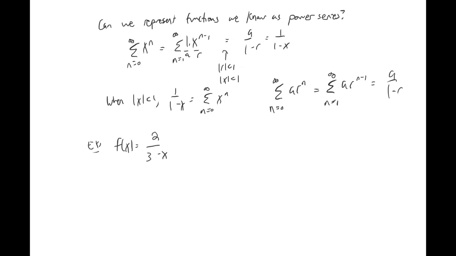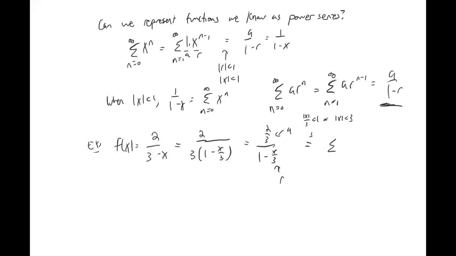Well, it's pretty close to this. I have a number over something minus something, except I need the first part to be 1. So let's make it a 1. Now, I can't have 3 times something, so let's move that to the top. And now we're golden. This is your A, this is your R. Again, this is only true when absolute value of R is less than 1. So since R is x over 3, when absolute value of x over 3 is less than 1, or if you solve for it, when absolute value of x is less than 3, this is equal to the summation, n equals 0 to infinity, A is 2/3, and then R is x over 3 to the n. I'm using this formula right here.